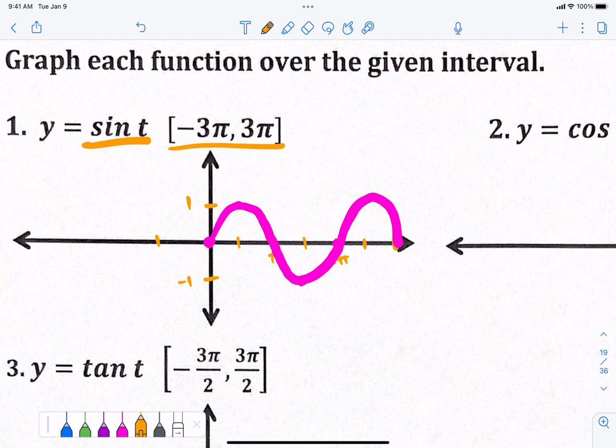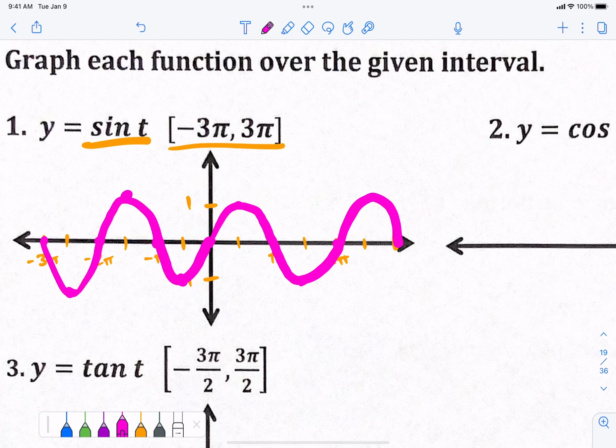So I'm going to do -pi, -2 pi, -3 pi. Okay? And I'm going to go here, here, here. If you want to put your dots into place, that's fine. I'm going to go down, middle, up, middle, down, middle, and he curves like this. So it's exactly the same on the other side, but just flipped. So you should have 3 high humps and 3 low humps, right? No more than that. 3 high humps, 3 low humps.